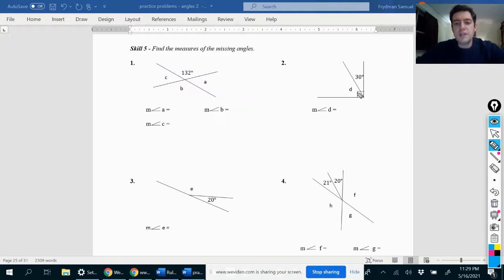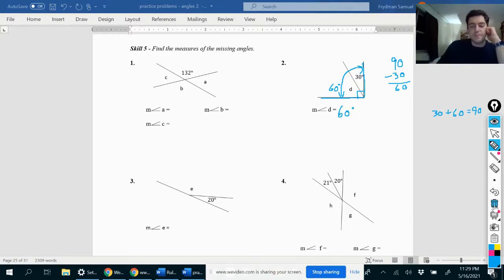Over here, we see this symbol again, which is telling me that from here all the way around to here is 90 degrees. So if this is 30, then what's the rest of it? What's angle D if together they make 90? D must be 60, right? Because 90 minus 30 is 60, and therefore 30 plus 60 is 90. So if D is 60 degrees here, then everything makes sense, because we can see from this symbol that this is a right angle, so it has to be 90 degrees.